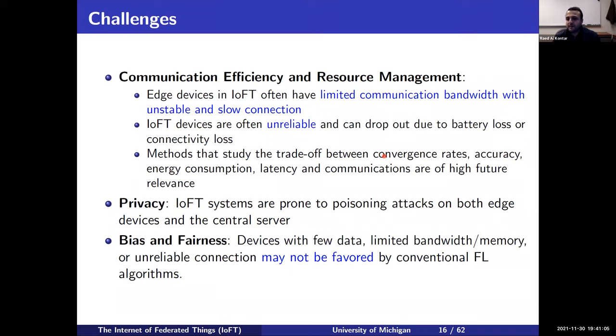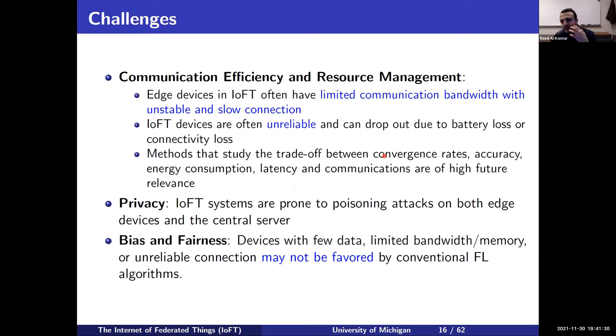Or in the communication, they might have a bad or unstable internet connection, they might have limited communication bandwidth, the devices might be unreliable. So how to do inference in such a situation? How to jointly learn models when devices are very heterogeneous in their resources is a key challenge. And a lot of trade-offs need to be addressed in such a situation.